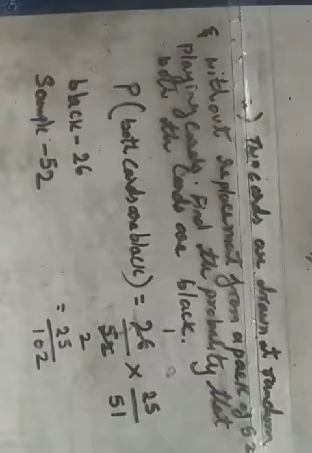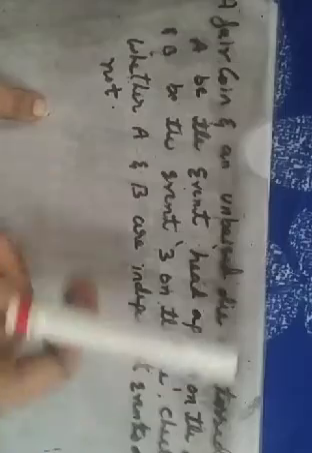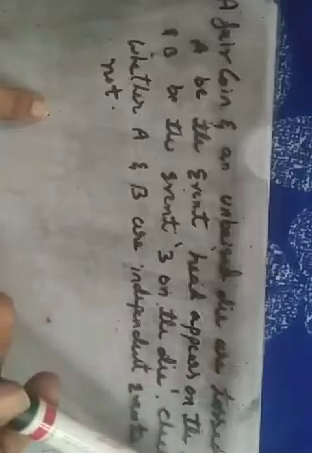I hope you have understood. Let's move to the next question. So write down the next question. A fair coin and an unbiased die are tossed. Let A be the event head appears on the coin, and B be the event 3 on the die. Check whether A and B are independent events or not.